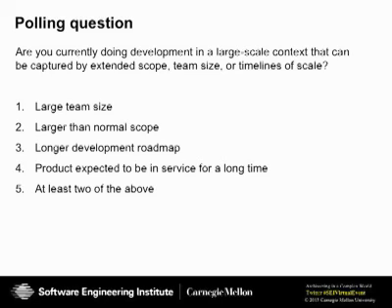The question's asking, are you currently doing development in large-scale contexts that can be captured by extended scope, team size, or timelines of scale? Please choose one. And our options are large team size, larger than normal scope, longer development roadmap. Number 4 is product expected to be in service for a long time. Or number 5, at least 2 of the above. So we'll take about another 10 or 15 seconds of vote. Again, if it's not appearing for you, just feel free to type into the chat, as that is valuable feedback for us to capture.